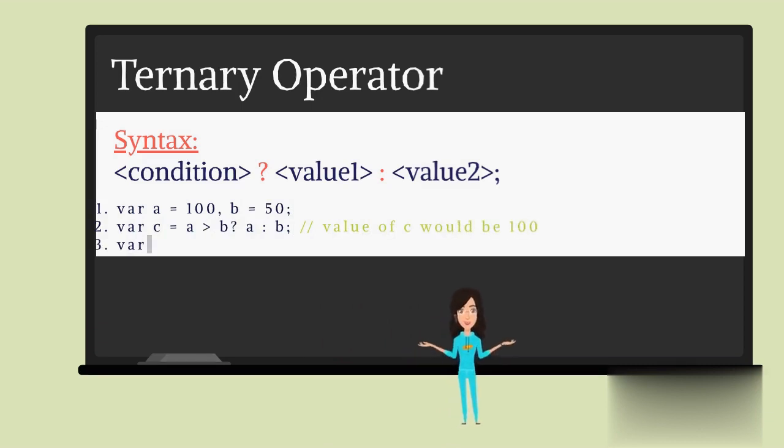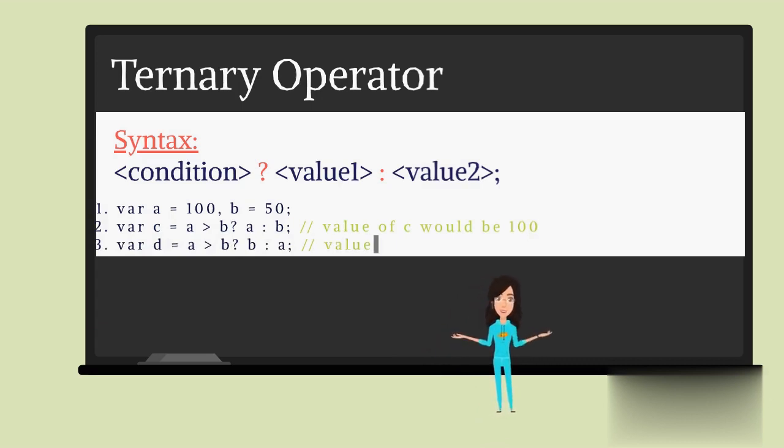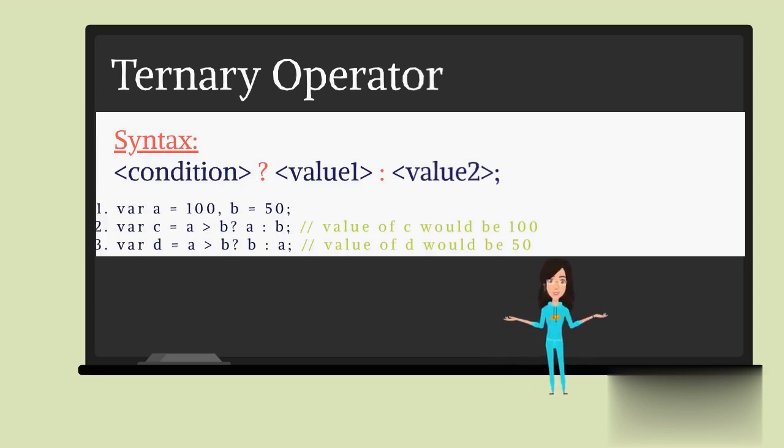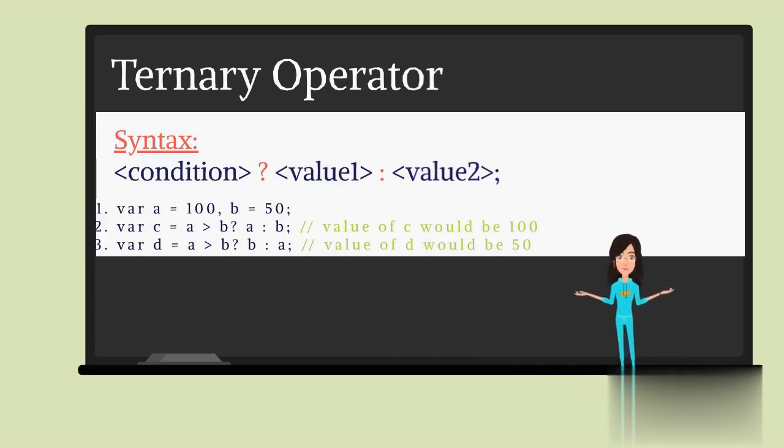The ternary operator starts with a conditional expression followed by the question mark operator. The second part, after the question mark and before the colon operator, will be executed if the condition turns out to be true. If the condition becomes false, then the third part after the colon will be executed.